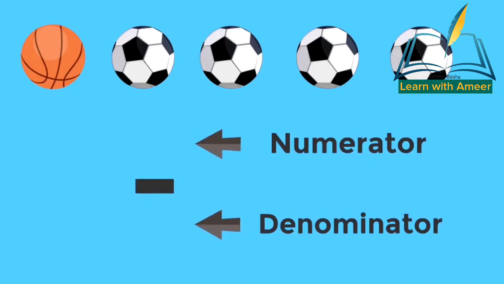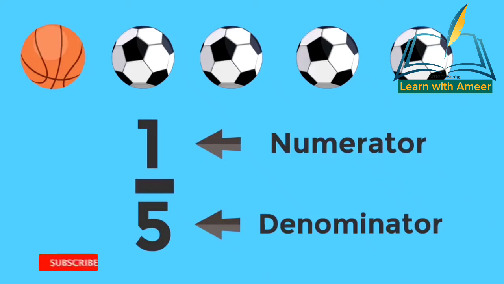So in denominator what will we write children? Total how many balls are there? 5. And in numerator what do we want? Do we want footballs or basketball? So we want basketball. So how many basketballs are there children? Count. 1. So how do we represent that fraction children? Fraction of basketballs in this example, 1 by 5.